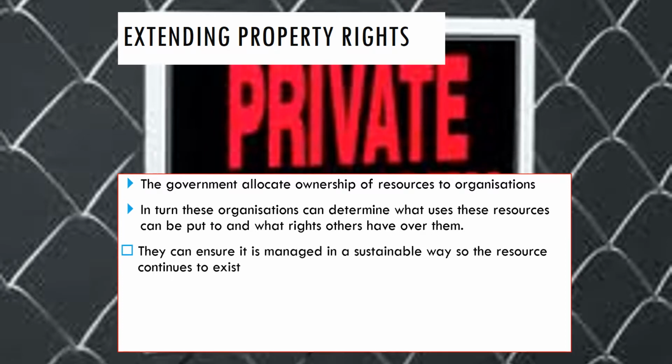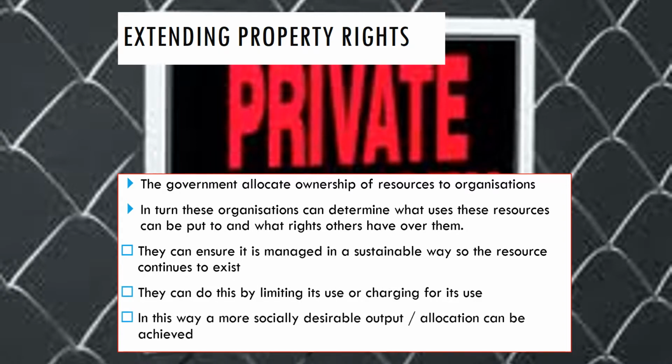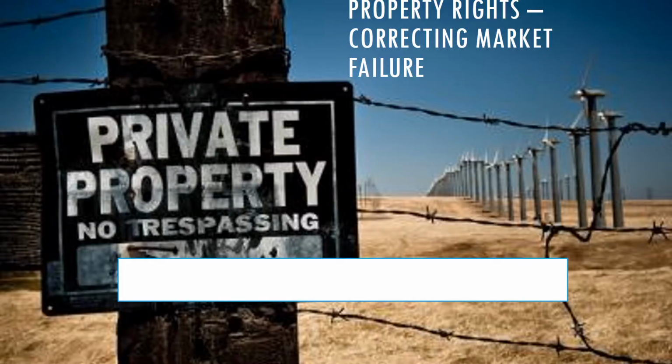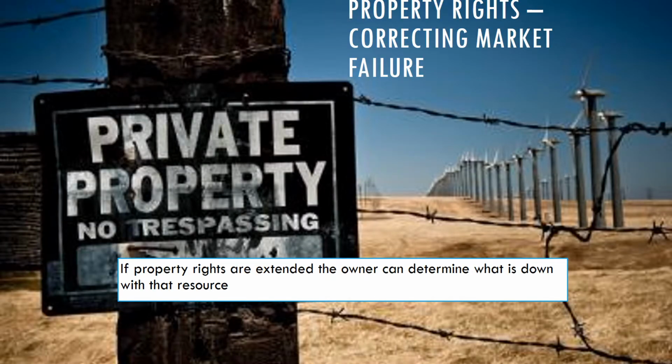So they can ensure that the resource is managed in a sustainable way and the resource continues to exist. They can do this by limiting its use or charging for its use. And in this way, a more socially desirable output or allocation can be achieved. So property rights correct market failure. If property rights are extended, the owner can determine what is done with that resource.